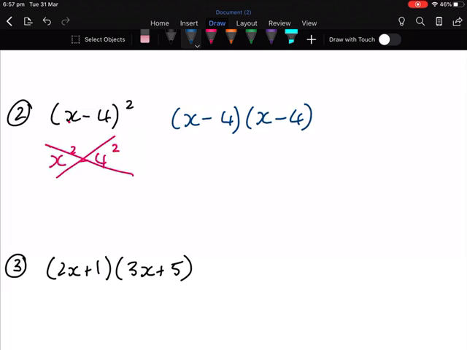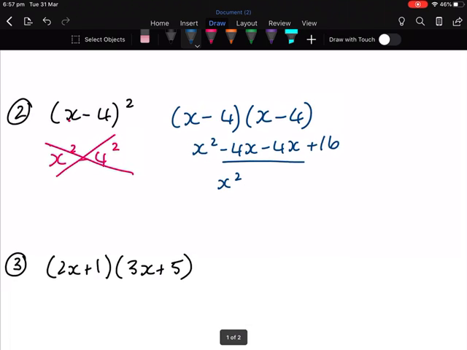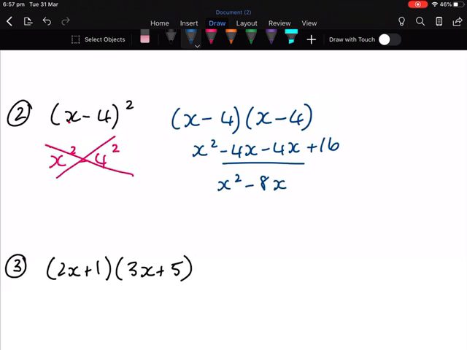Now that we've done that, we can follow our rules, FOIL. First, x times x, x squared. Outside, x times negative 4, which is negative 4x. Inside, again, negative 4x. And last, negative 4 times negative 4, which gives us positive 16. Two like terms there, which we combine, so it becomes x squared, and then negative 4x take 4x is negative 8x plus 16.